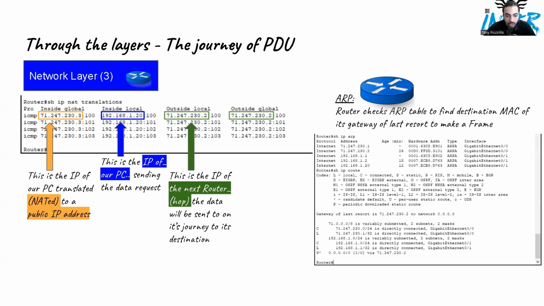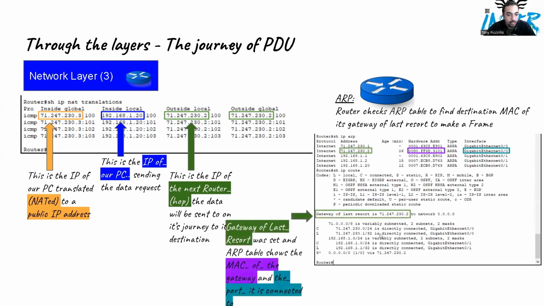Let's take a look at our router's ARP table shown at the top and our router's IP routing table shown at the bottom. Here we see the gateway of last resort was set in our router's routing table. And at the top, we see the IP's MAC address as well as the port that the default gateway router is connected to.